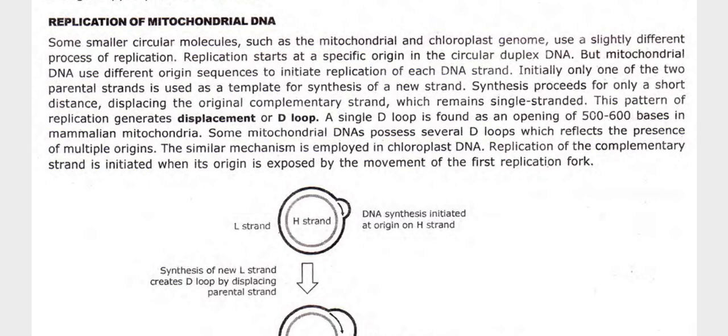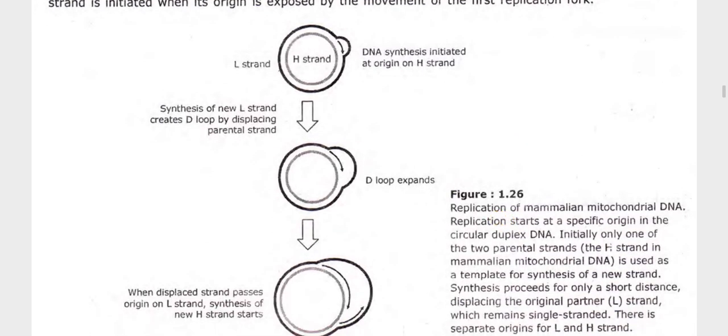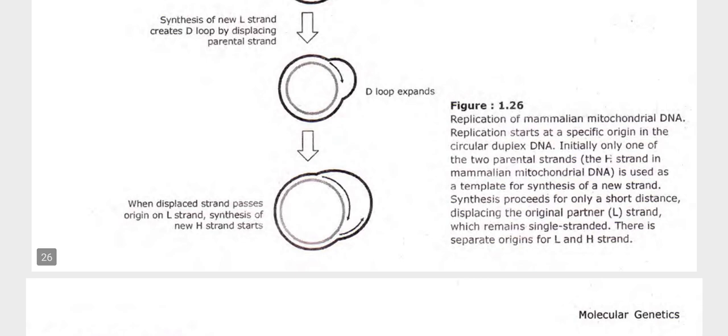A similar mechanism is employed in chloroplast DNA. Replication of the complementary strand is initiated when its origin is exposed by the movement of the first replication fork. So the H strand is there, the L strand is there. DNA synthesis is initiated by the origin on the H strand. Then synthesis of the new L strand creates a D-loop by displacing the parental strand. Then the D-loop expands. Later, when the displaced strand passes the origin on the L strand, synthesis of the new H strand starts.